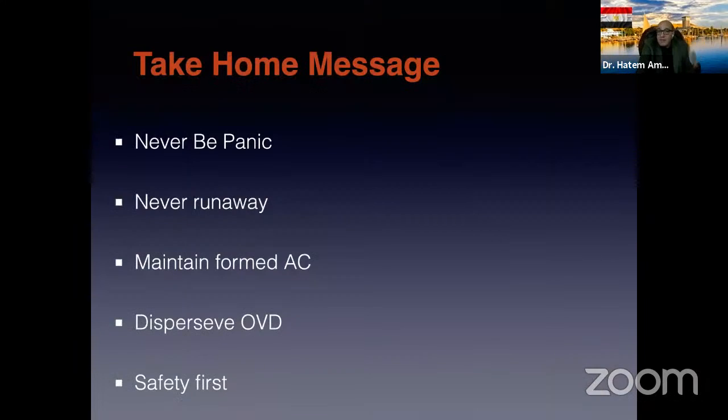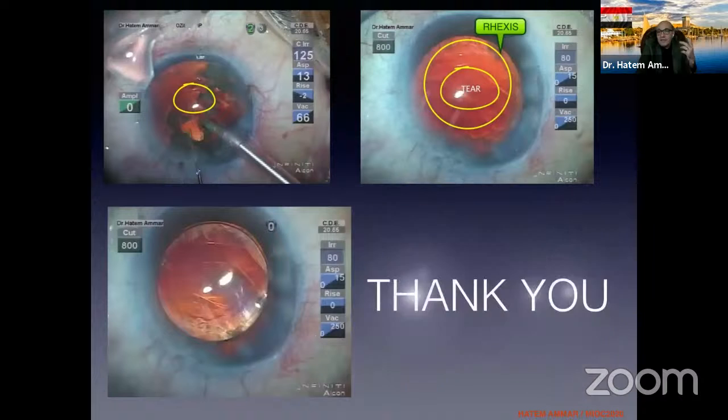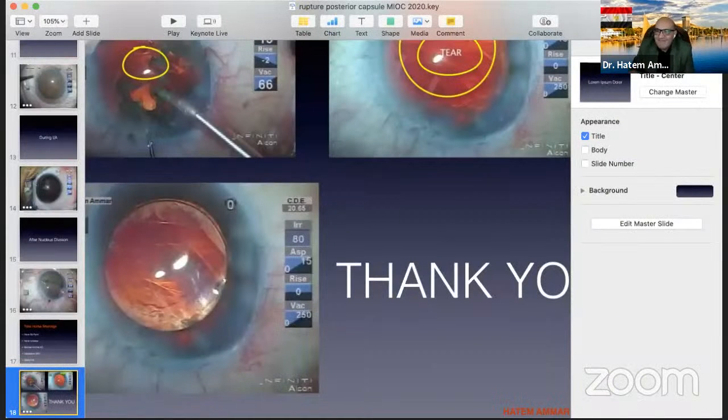So the take-home message: never panic, never run away, maintain a formed AC, use dispersive OVD, safety first, and thank you. You can do it very well. Thank you.